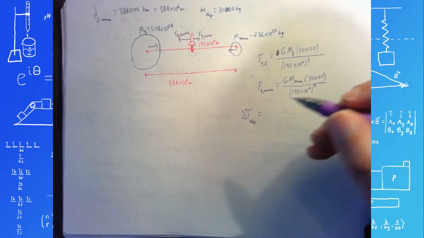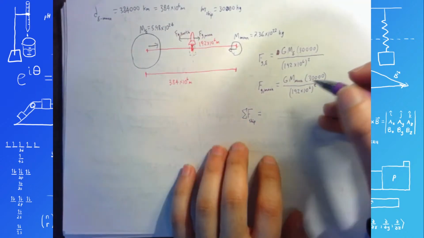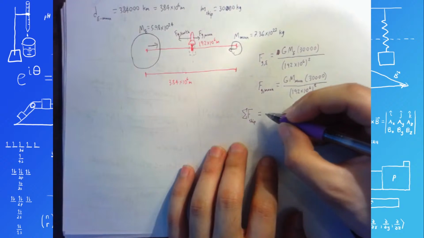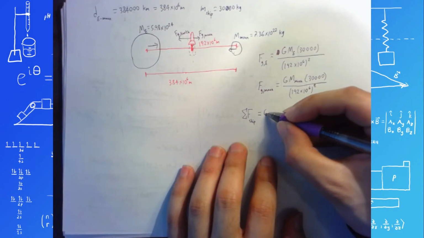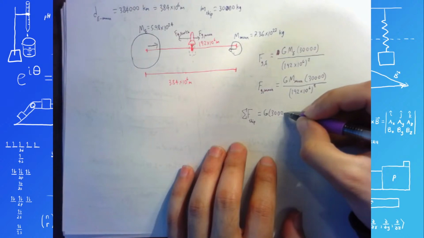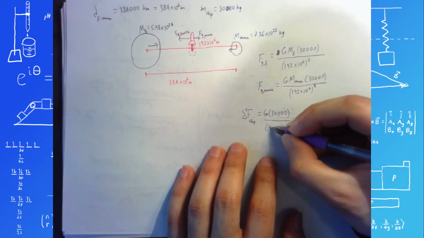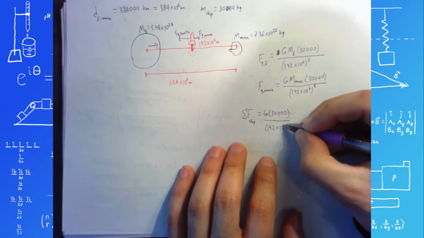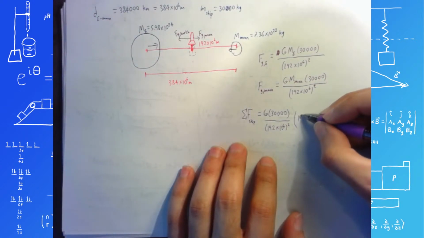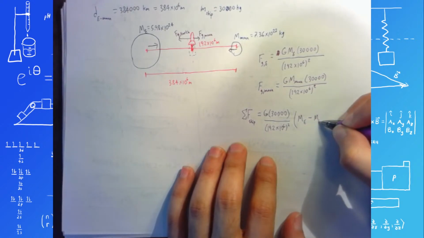Anyway, net force on the ship is going to be force of gravity Earth minus force of gravity moon. So it's going to be, they both have G, they both have that 30,000, and they both have a denominator of 192 times 10 to the 6 quantity squared. The main difference between them is one is at mass of Earth while the other one is multiplied by mass of the moon.